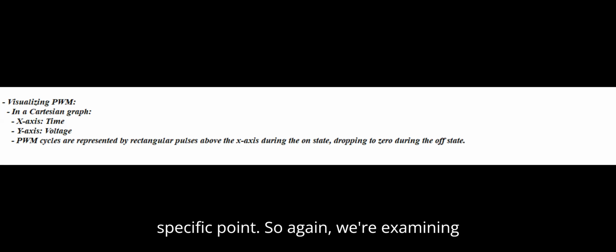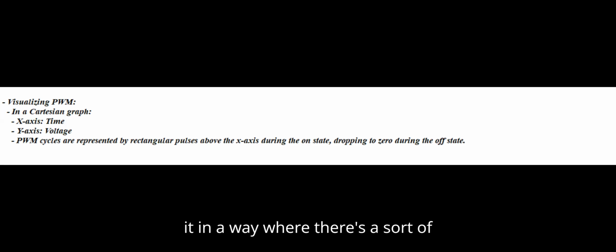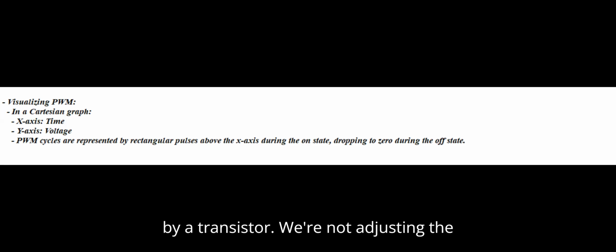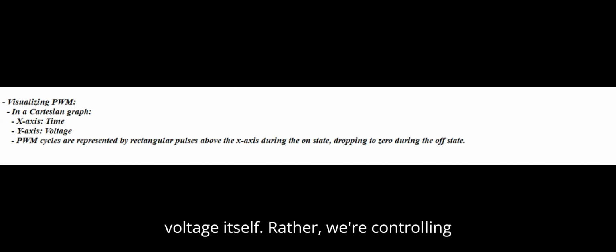reach a specific point. So again, we're examining it in a way where there's a sort of break, an on and off state, not technically on and off, but there's a bridge, a gate that could be represented by a transistor. We're not adjusting the voltage itself. Rather, we're controlling how much of that voltage can pass through the gate to reach an inactive state, which is 0 on the x-axis, time, and also 0 on the y-axis, potential.